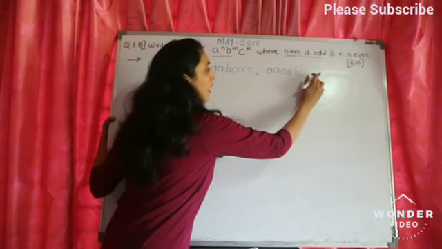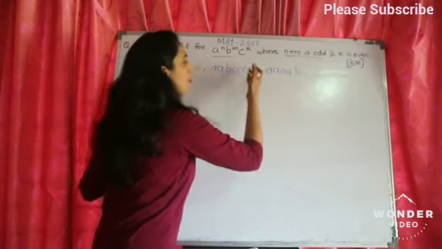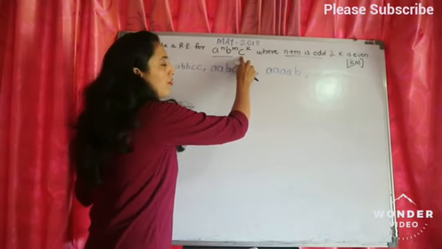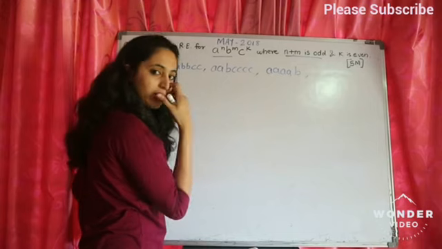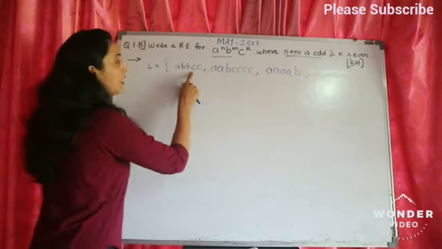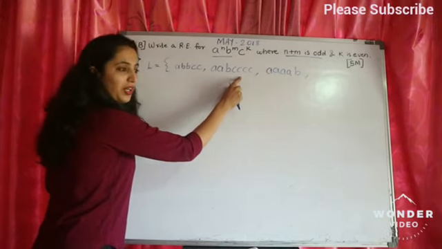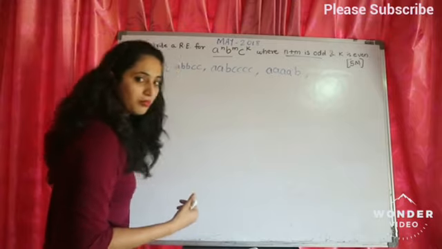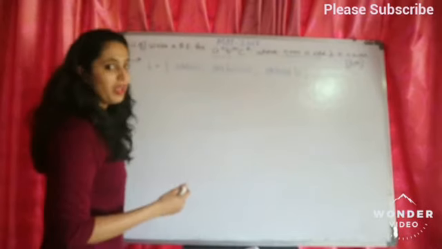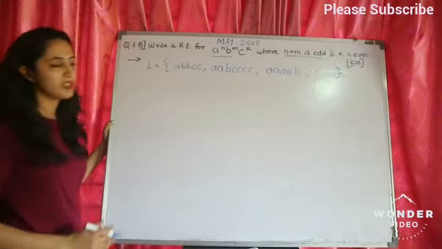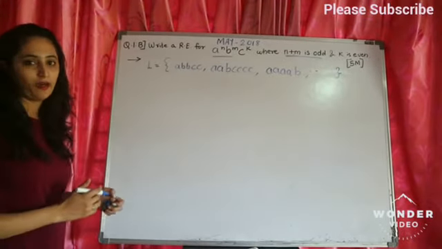I can keep it blank also, because an even number means an empty string for C. I mean nothing for C is also an even number. 0 occurrences of C is also an even number. Here 2 occurrences of C, 4 occurrences of C. If I say 0 occurrences of C, that is also an even number. So this string should also be accepted. Like that, we will have so many combinations of strings in this particular language.